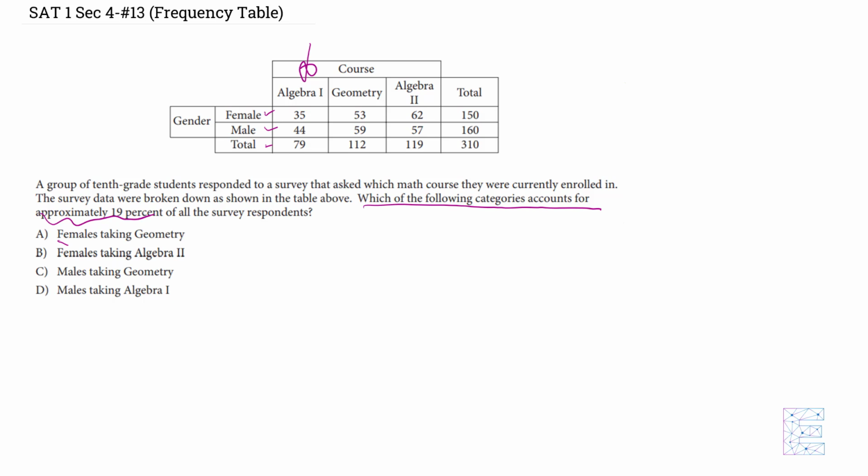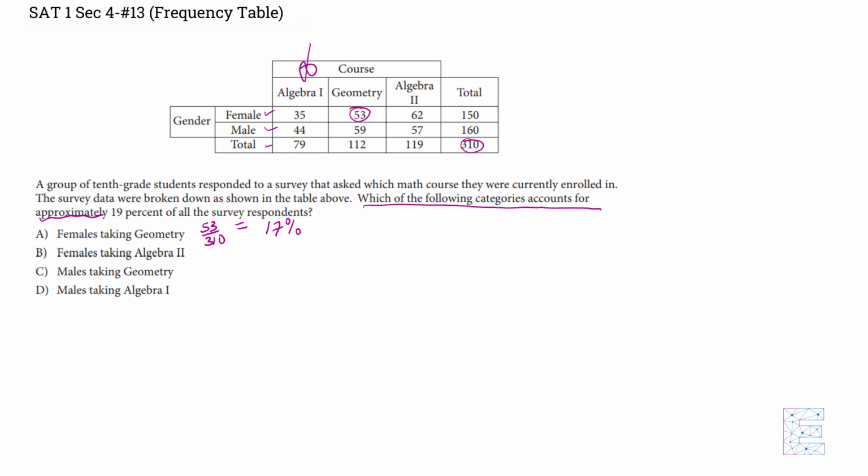So the probability for females taking geometry is 53 out of 310. And thankfully, this is the calculator portion, so you are allowed to use a calculator. And if you plug this in, you will have around 17%. So that's not quite 19. It's pretty close because they're saying approximately. So let's look at all the other ones.